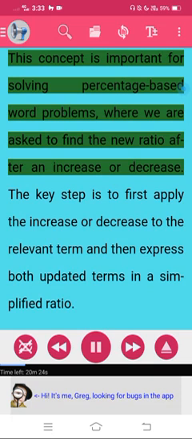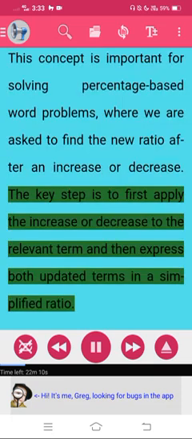Applications in real life problems: solving percentage-based word problems, where we are asked to find the new ratio after an increase or decrease. The key step is to first apply the increase or decrease to the relevant term and then express both updated terms in a simplified ratio.